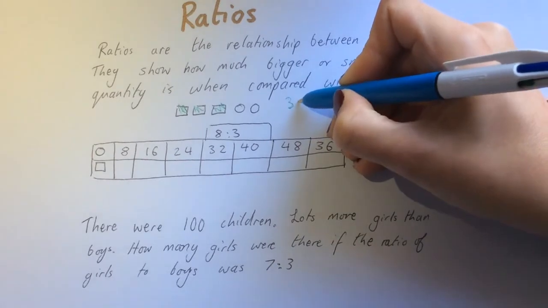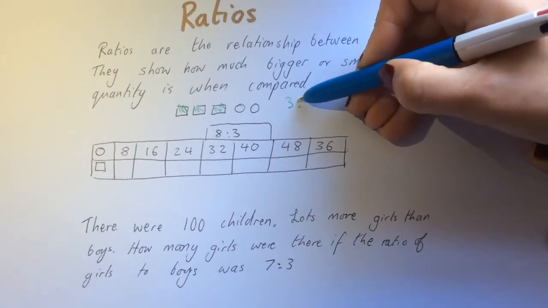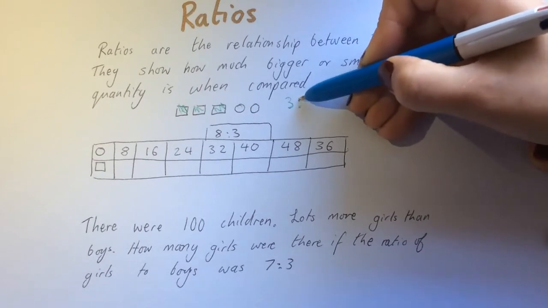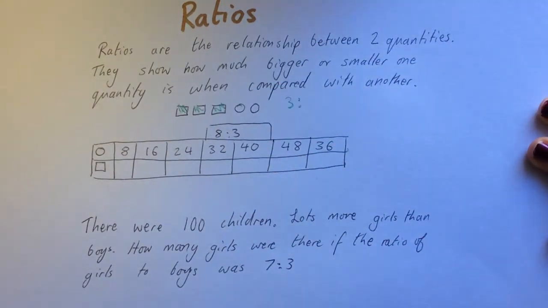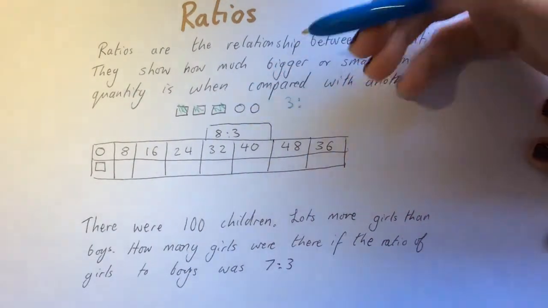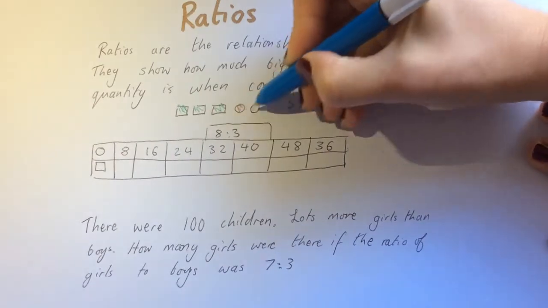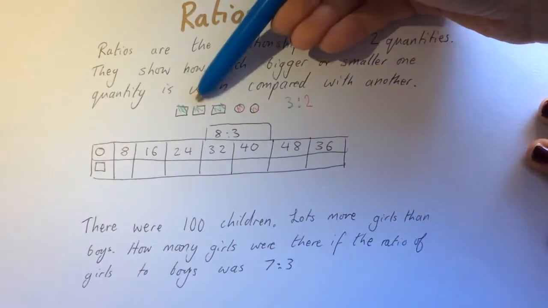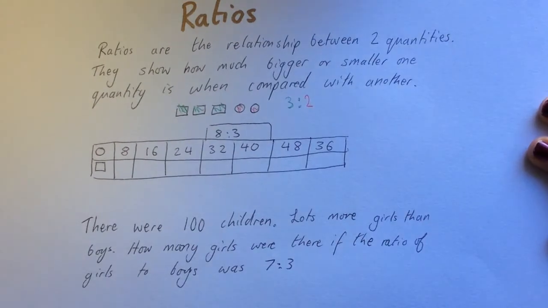I've got three rectangles. Ratios are always separated by these two dots here, like a colon. I've got my three rectangles there, and then I've got my two circles here. So it is a 3:2 ratio. So it's in a way very similar to fractions.